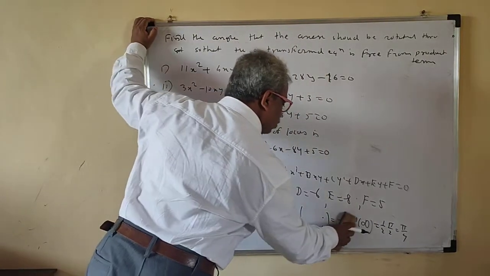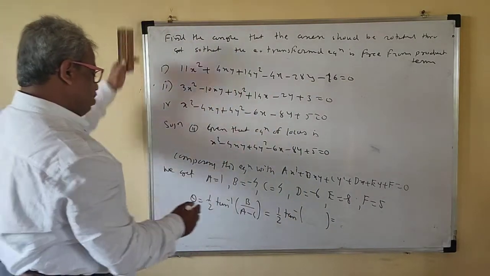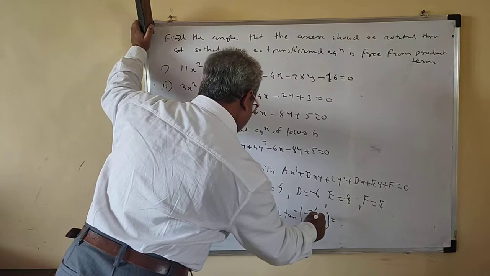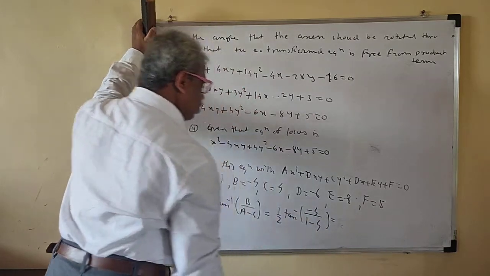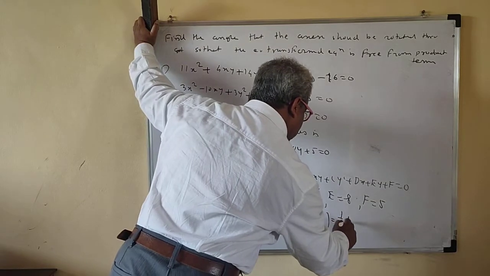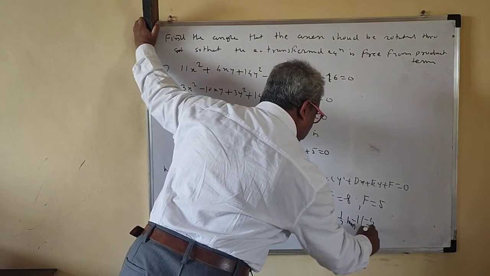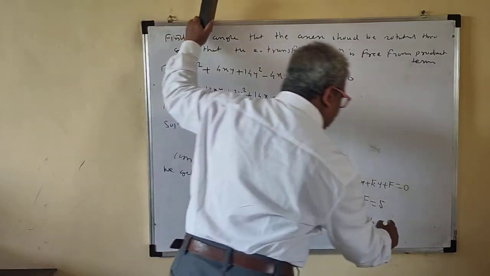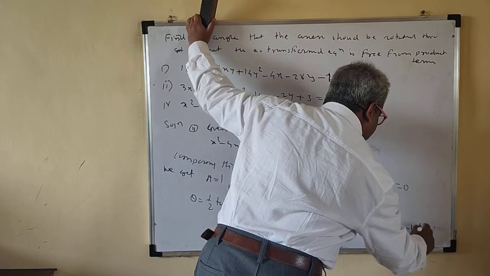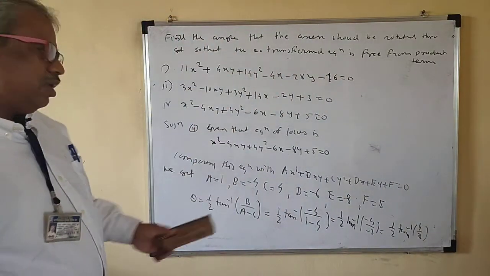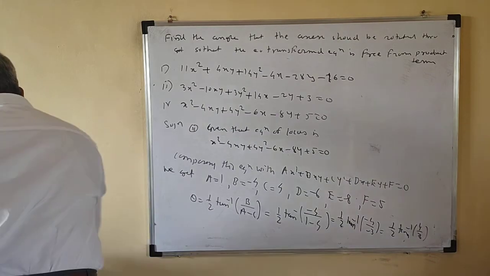Okay. So what is your b? It is minus 4. What is your a? It is 1, and c is 4. So 1/2 tan inverse of minus 4 upon minus 3. So this is 1/2 tan inverse of 4 by 3. You cannot find tan inverse of 4 by 3, so keep it as it is. So I hope that you understand this.